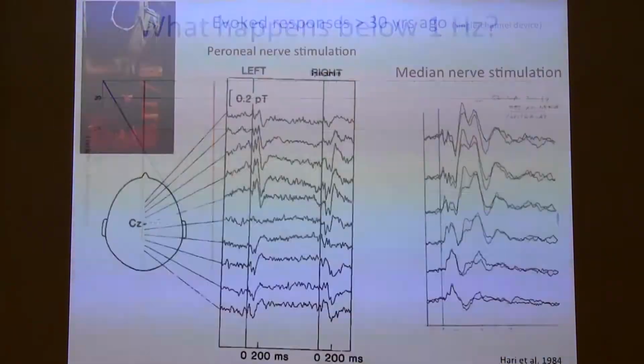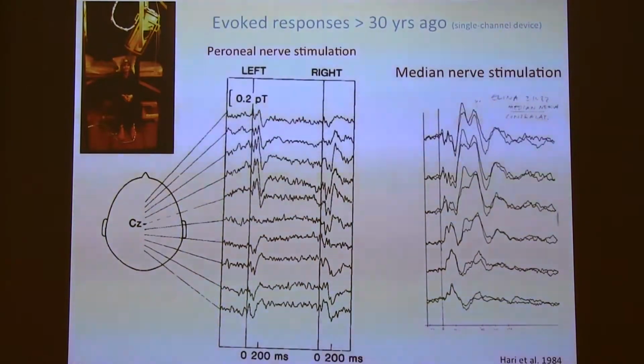So now going back to old times, because we already saw from Justin several evoked responses and that kind of recordings. This was our situation in 1982. These are all data now over 30 years old.